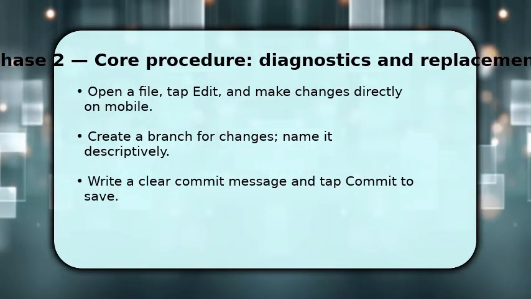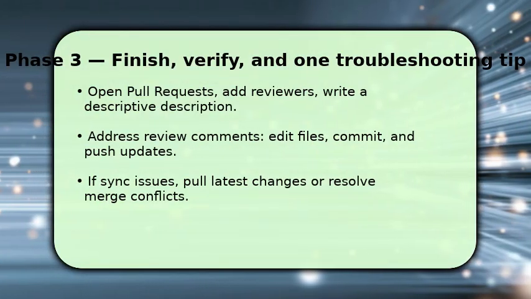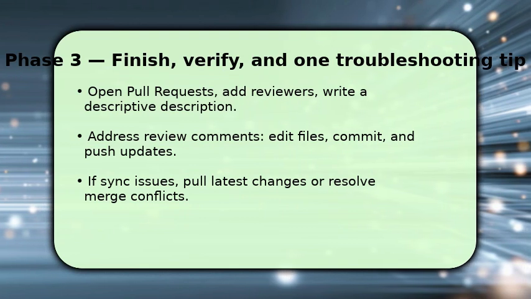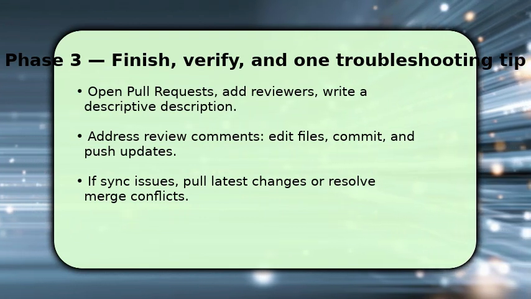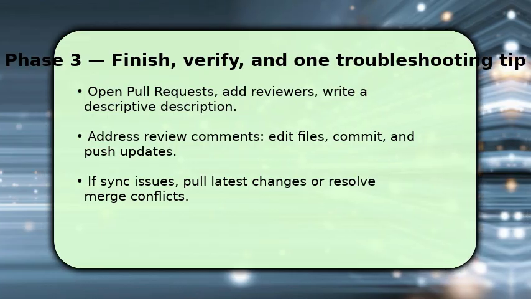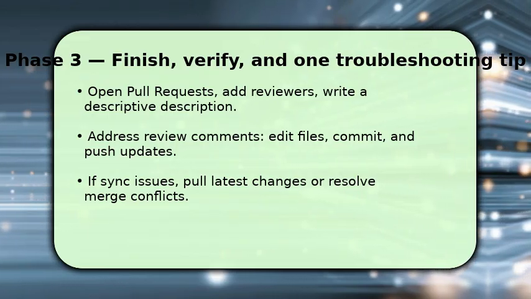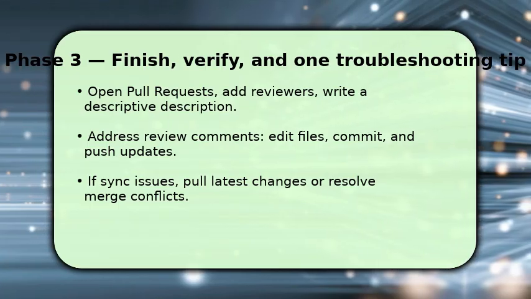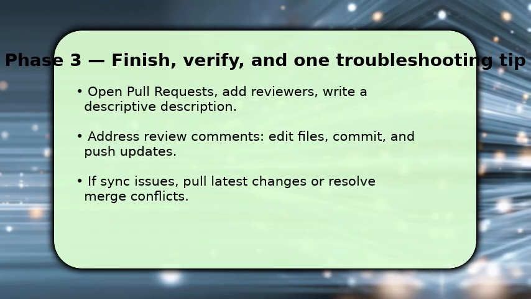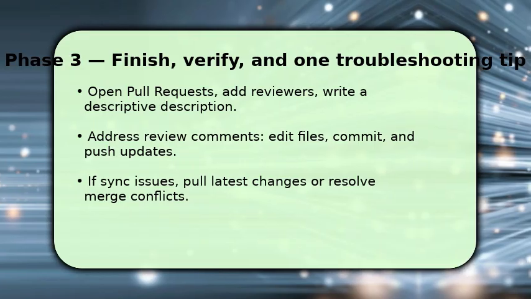for a pull request. You finish by creating a pull request. Choose your branch, add reviewers, and explain the why of your change in the description. Once reviewers comment, address feedback by editing files, committing to the same branch, and your PR updates automatically. Merge when approvals are complete or use the merge options provided.